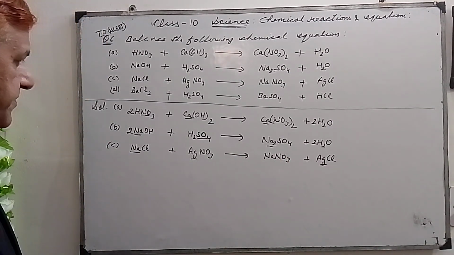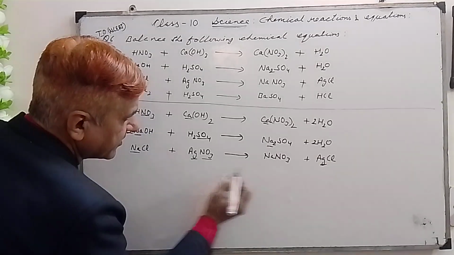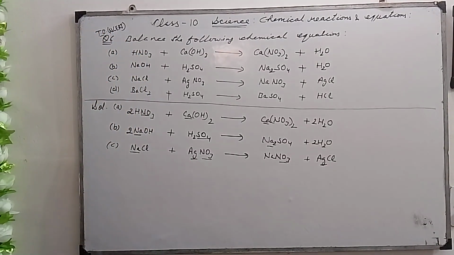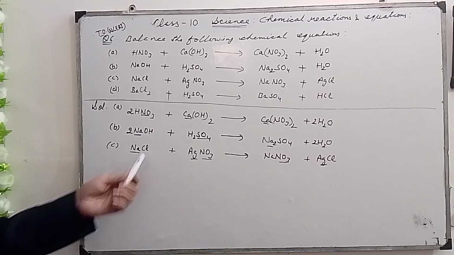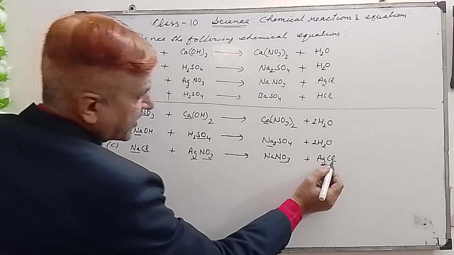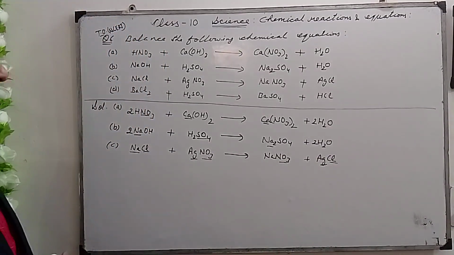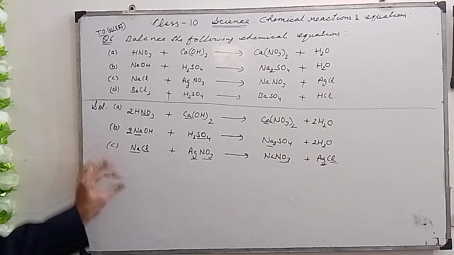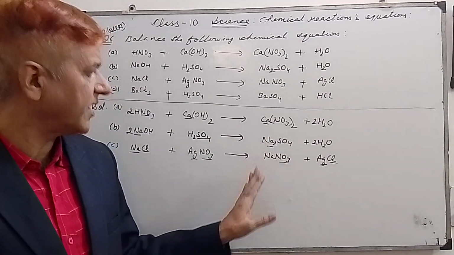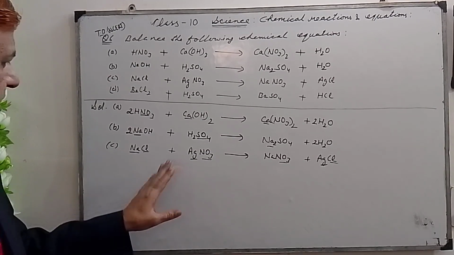Then nitrate group. So 1 nitrate group in reactants and 1 in products. So nitrate is also balanced. Then chlorine, 1 chlorine atom in reactants and 1 chlorine atom in products. So chlorine is also balanced. So my dear students, this equation is already balanced. So no need to balance this.